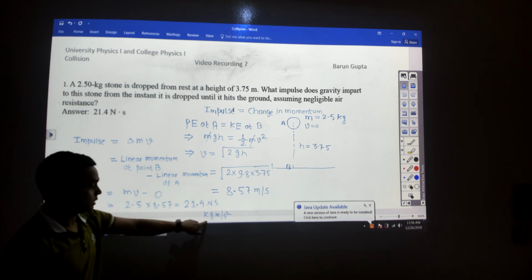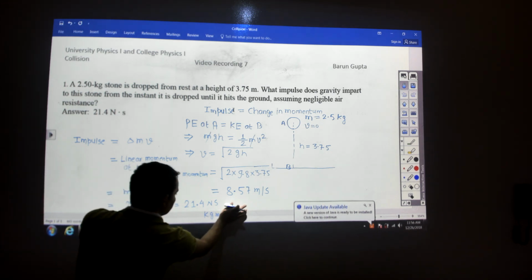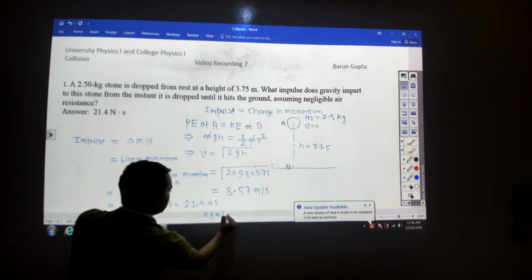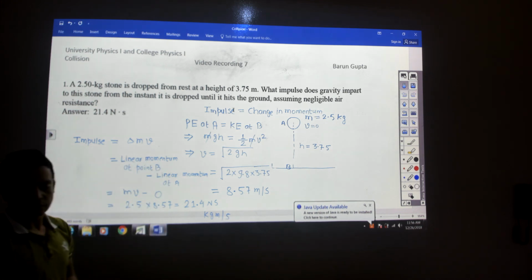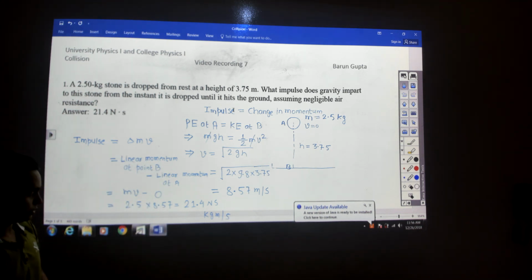The other unit it can have is kilogram meter per second. This is the mass, and this should be the meter per second. So you can use either of the units.